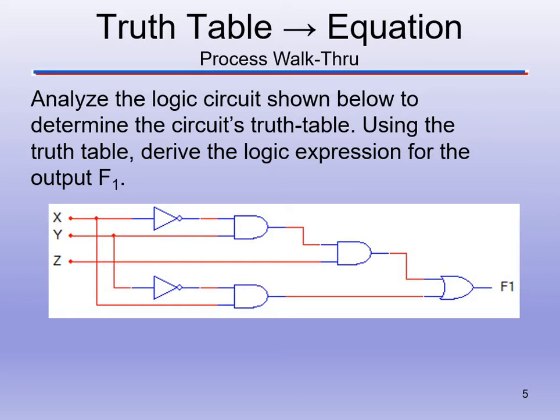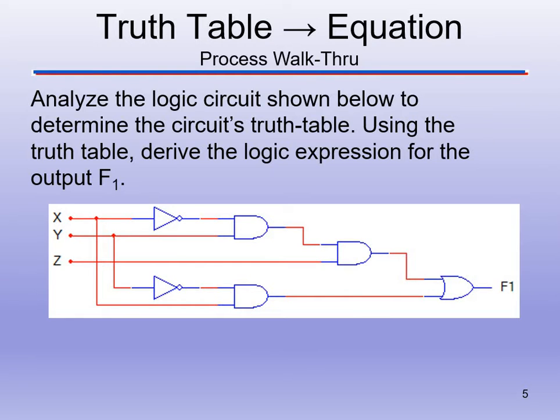We have three inputs, X, Y, and Z. X has to go through an inverter and then into an AND gate, and it ANDs with Y, and then goes into another AND gate. Z goes into that same AND gate. Remember, read these left to right. And then it looks like Y is going to get inverted with X, and then go into an AND gate.